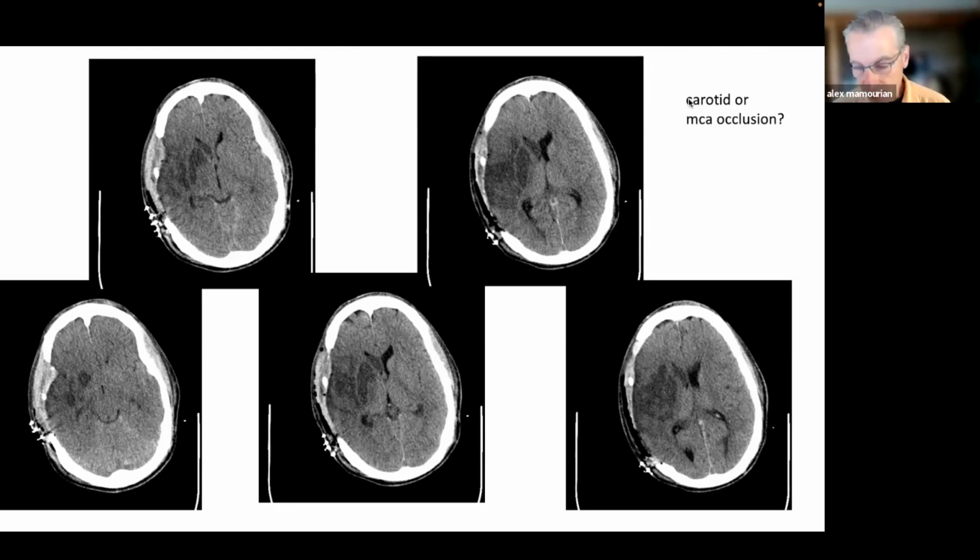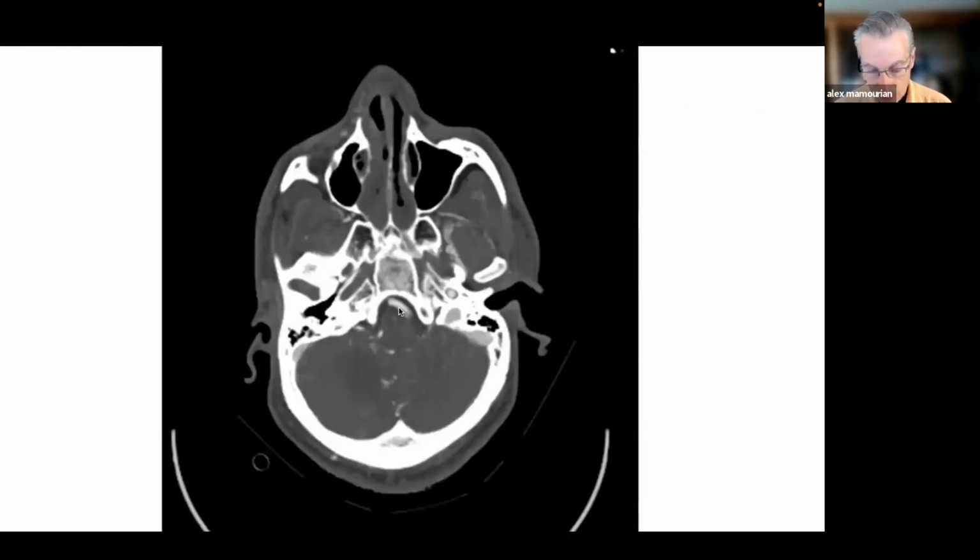So if you're trying to decide if this is a carotid occlusion or an MCA occlusion, the involvement of the inferior portion of the caudate head should lead you to suspect this is a carotid occlusion and not an MCA occlusion. This patient did indeed have a carotid occlusion. Here you see the normal carotid entering the skull base, and there's no enhancement in the petrous canal on the other side. So this is a carotid occlusion case.